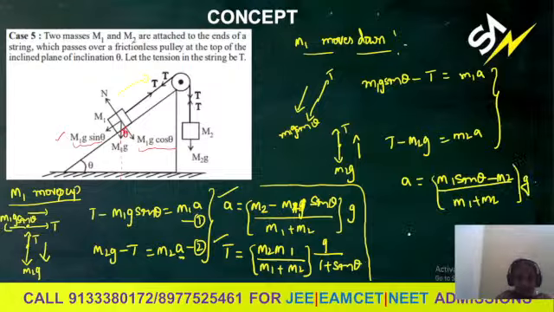And tension, substitute A value in any of the above equations of the free body diagrams. Then we get it as, it will not change. Tension will be the same along the string: M2 into M1 by M1 plus M2 into G into 1 plus sin theta.